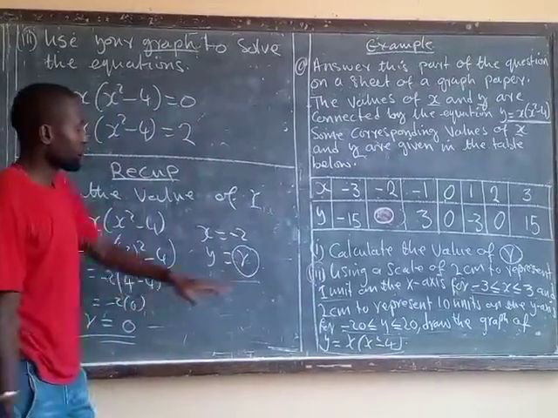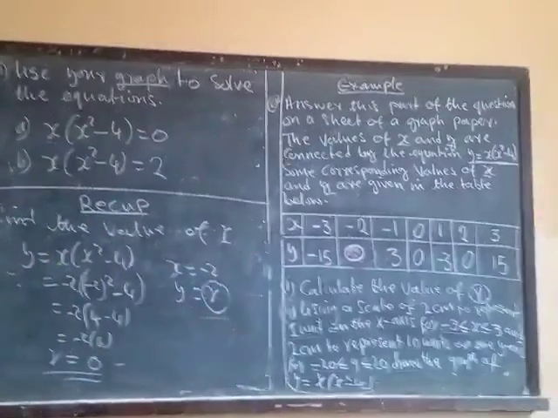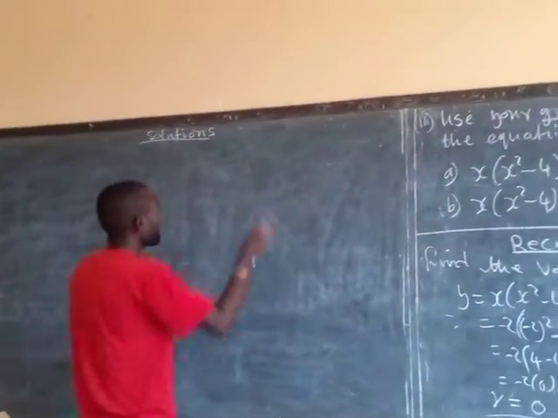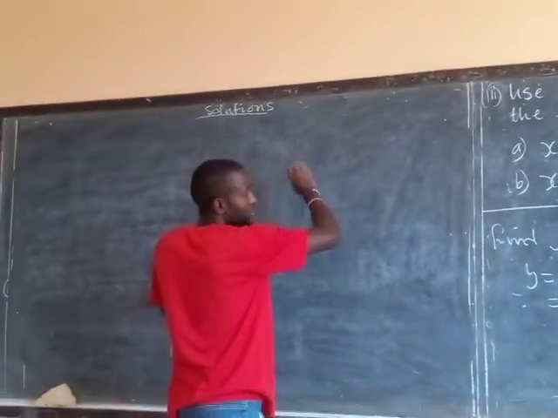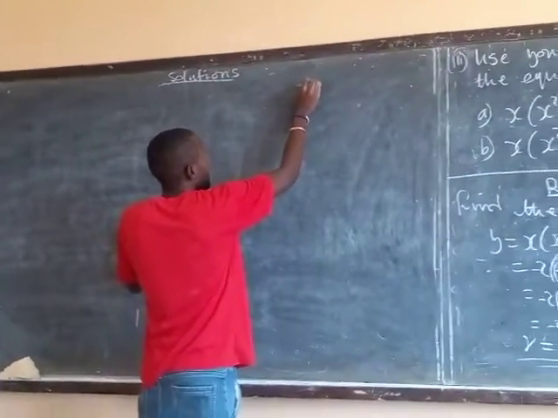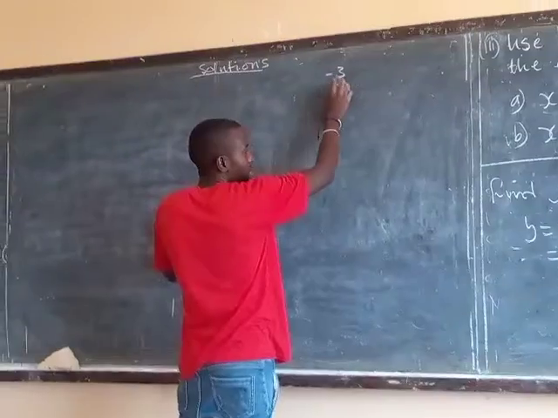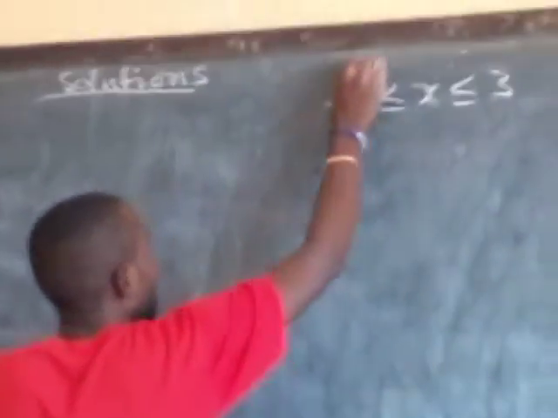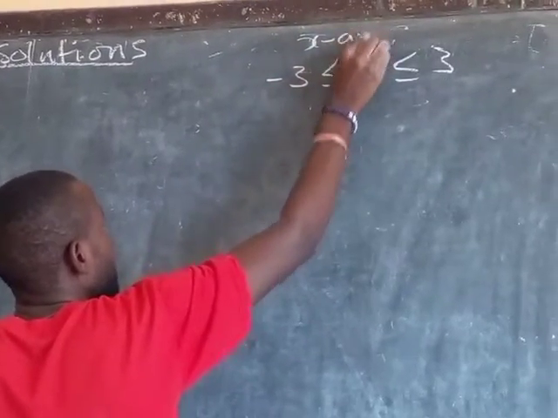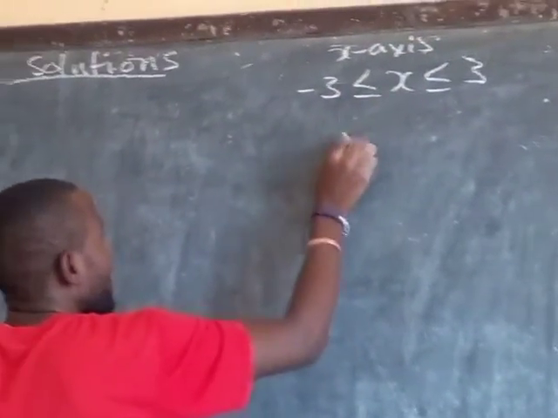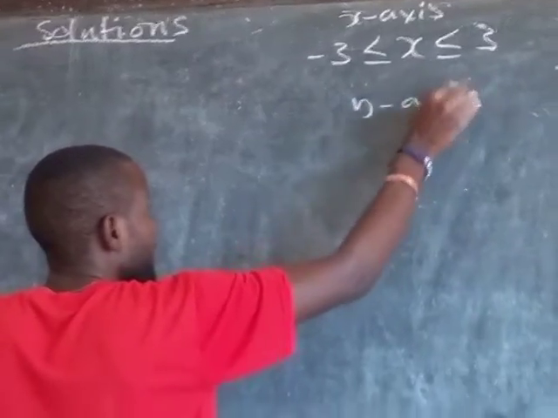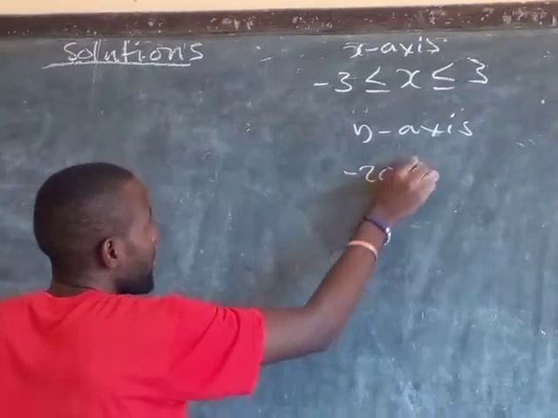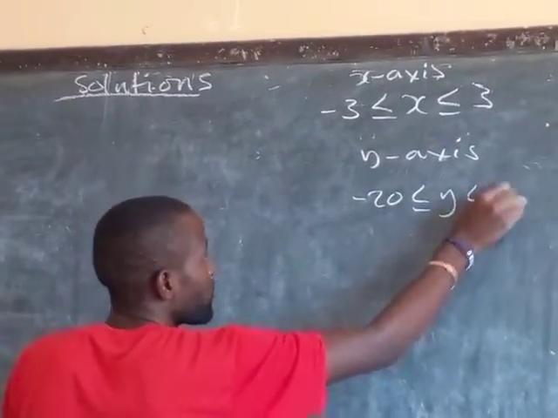So first, let's draw the graph together. We are going to draw the graph on the next board here. So we know our scale. The best we can do is to write the scale here so that you don't forget. We know that the scale is -3 less than or equal to x less than or equal to 3. This is my x-axis, and for my y-axis, the range which I'm told is -20 less than or equal to y, less than or equal to 20.